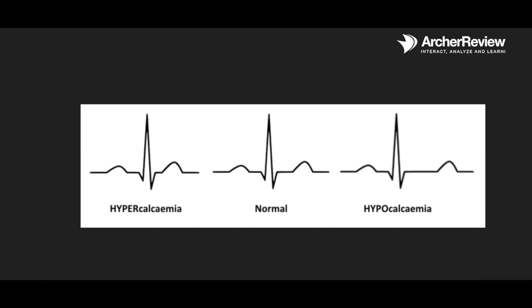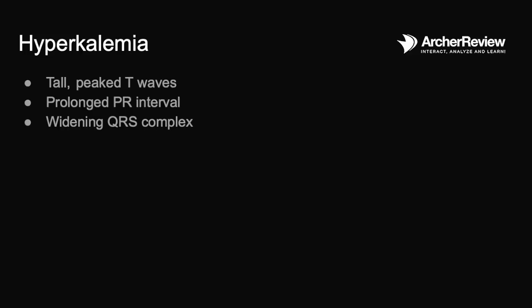So let's move on to our next electrolyte, potassium. There are a few very distinctive EKG changes that occur with hyperkalemia, too much potassium. One of the major side effects of too much potassium is the EKG changes. You will see tall peaked T waves, a prolonged PR interval, and a widening QRS complex. The tall peaked T waves are known to be an NCLEX question because they are so distinguishable.